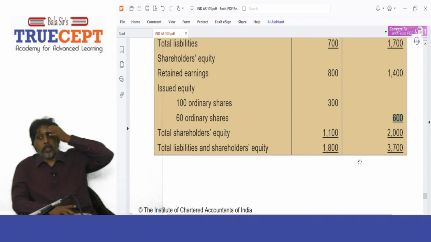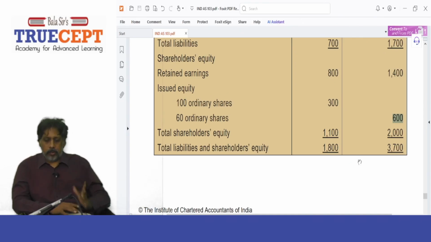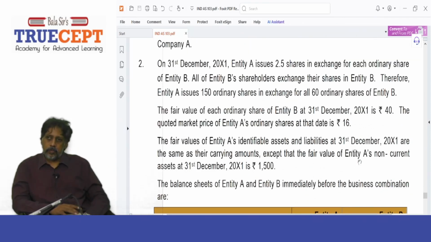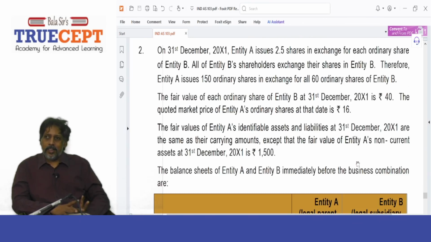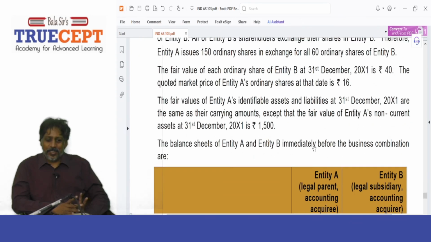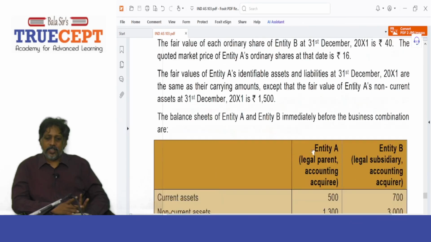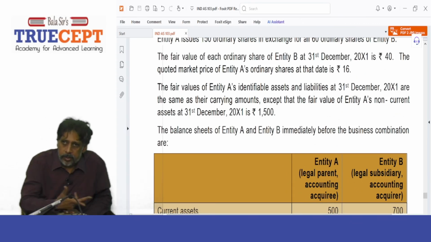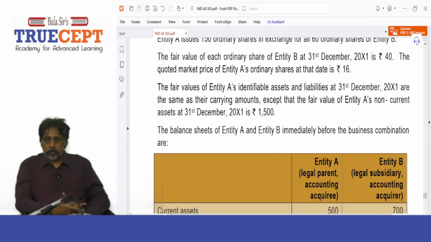Now let us go ahead and read the question further. 150 shares in exchange for all 60 ordinary shares of entity B. The fair value of each ordinary share of entity B at 31st December 20x1 is 40 rupees. Fair value per share of your company, B Limited. The quoted market price of entity A's ordinary shares at that date is 16 rupees.